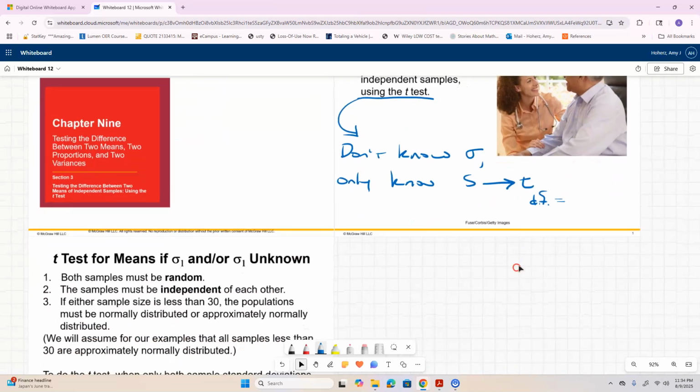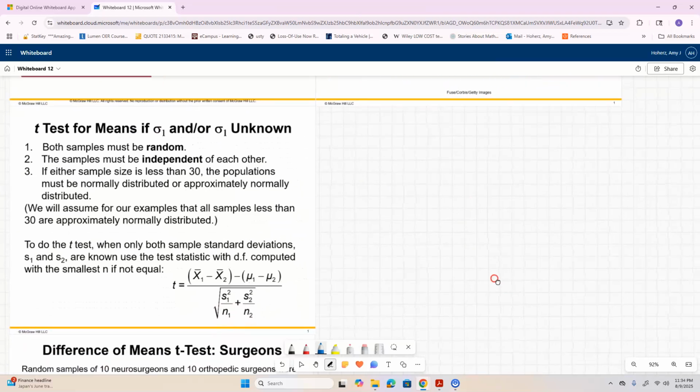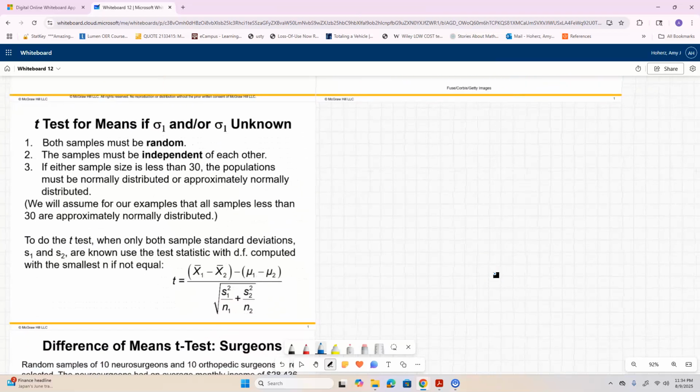All right, so the things that we need: we still need both samples to be random. We still need them to be independent of each other. And we still need that if either sample size is less than 30, the population is normally distributed or approximately normally distributed. All right, and our formula is the same, except our z is now a t and our sigmas are now s's.